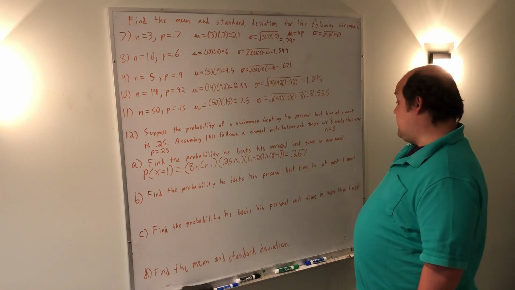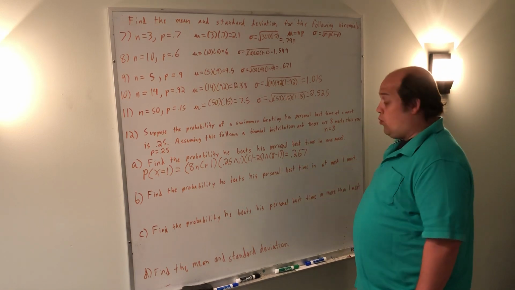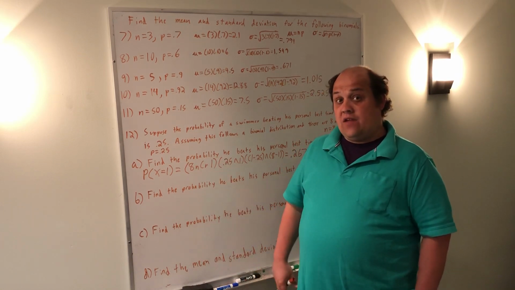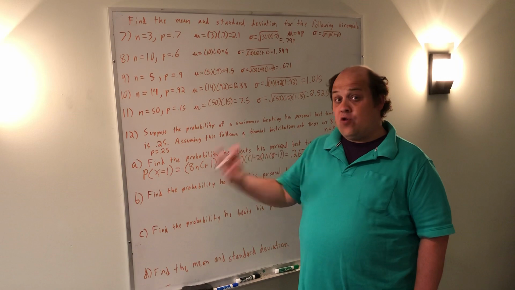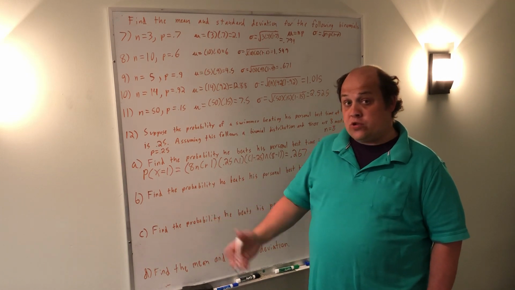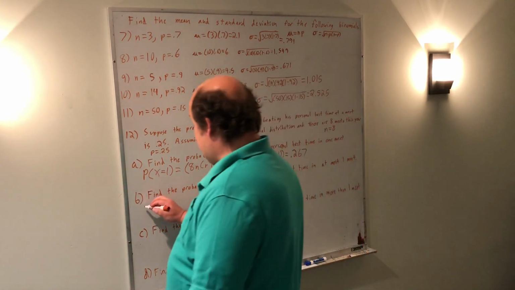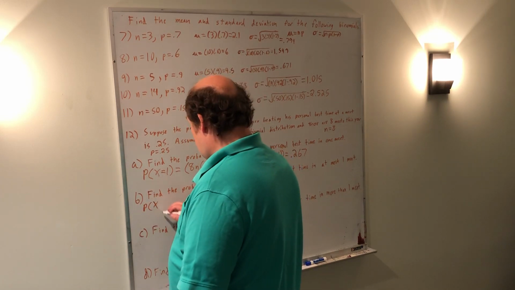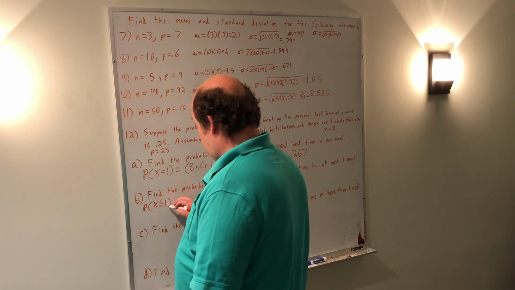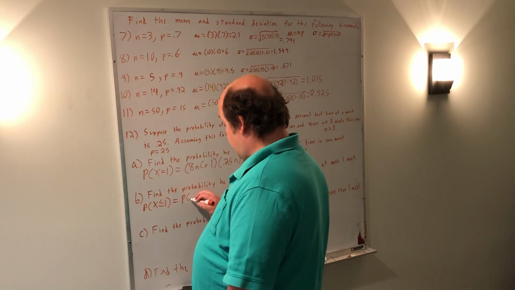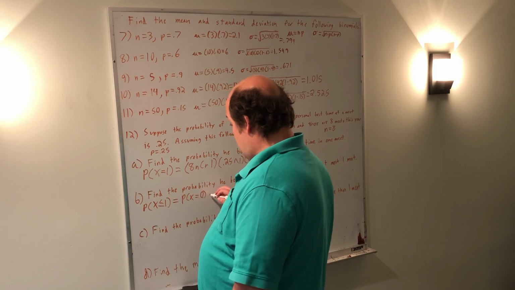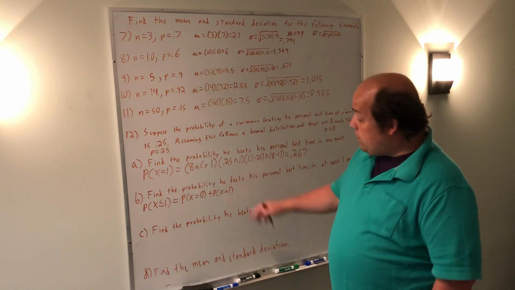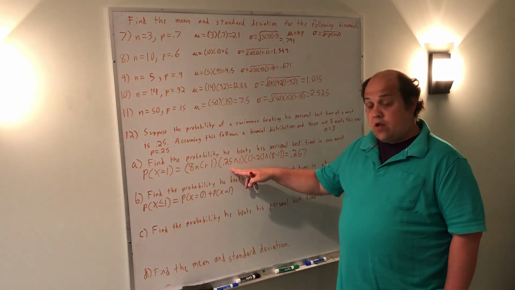Find the probability he beats his personal best time in at most 1 meet. At most 1 means 1 or less. If I ate at most 1 hamburger, I couldn't have eaten 2 hamburgers because I had at most 1. So this is really asking me to find the probability that x is less than or equal to 1, which really is the probability that x equals 0 plus the probability that x equals 1. We already found the probability that x equals 1 above.